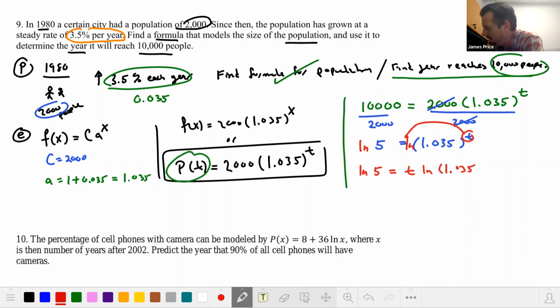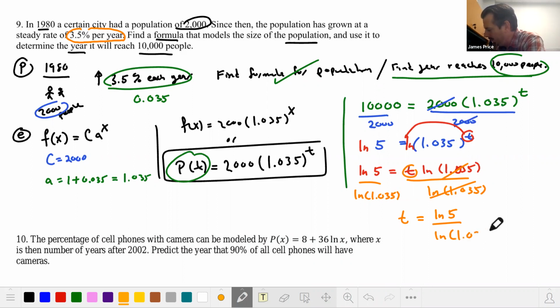Let's make that 0 better there. And then we can divide both sides. To get t by itself, we'll divide by ln of 1.035. It'll cancel on the right, and we'll have t equal to, the exact answer would be, ln of 5 divided by ln of 1.035.